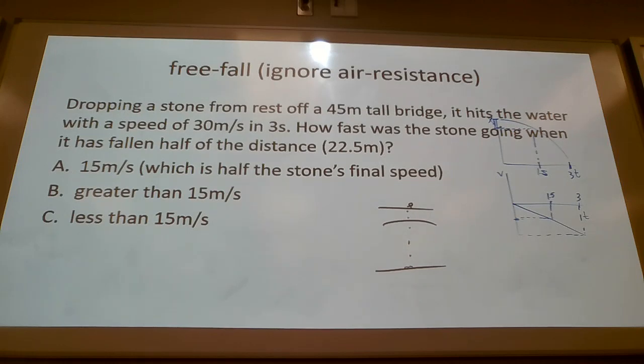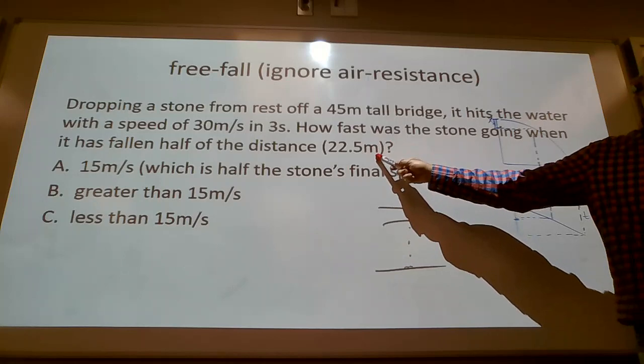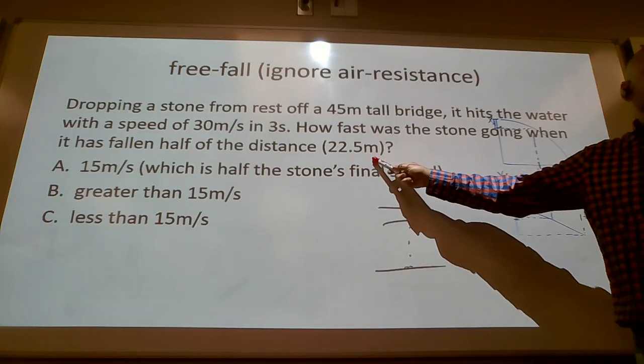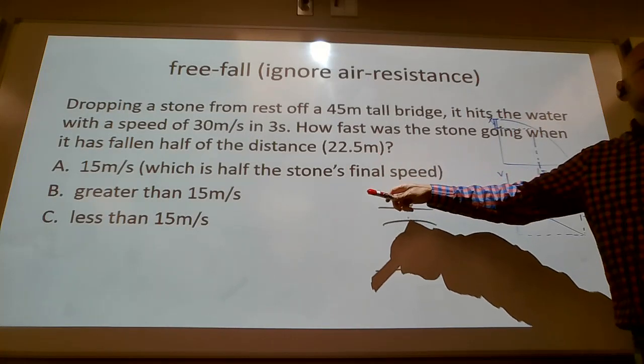Okay, correct answer is... got A's and B's. Anybody on that side? Plead the fifth. All right. You could do this two different ways. Number one, you could do it math-wise. You use displacement of 22.5, starts at rest, acceleration, and you solve for final velocity.